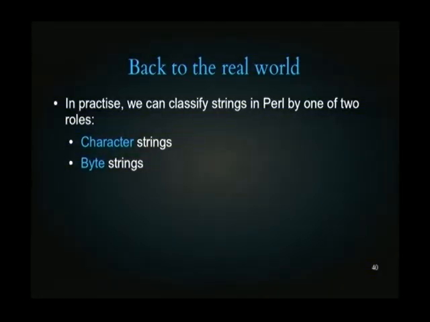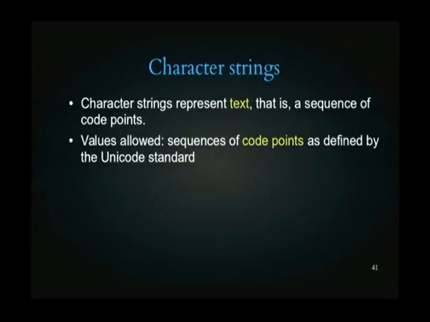So in practice, we can use strings in two ways. We can either use them as character strings, or code point strings, or we can use them as byte strings. A character string is a string that's meant to represent text, what you'd normally use a string for, and that's a sequence of code points. If it was up to me, I'd call it a code point string, but that's a bit of a mouthful.